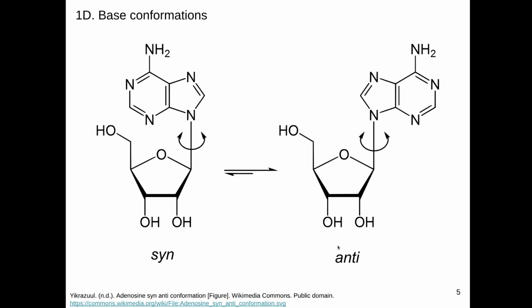Anti-conformation is a standard conformation of A-form helix of RNA, and in general, roughly 90%, slightly more, of all nucleotides in RNA structures are of anti-conformation, and less than 10% are in syn conformation.